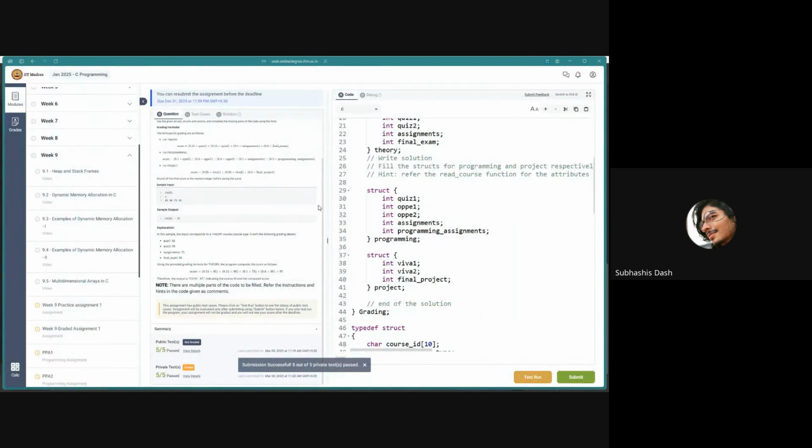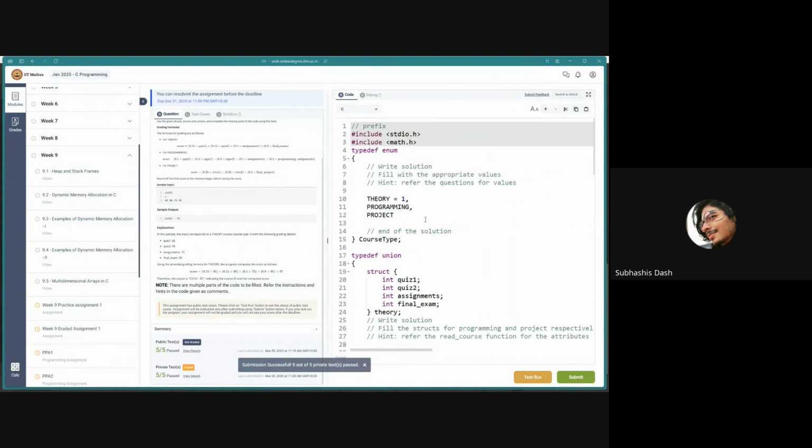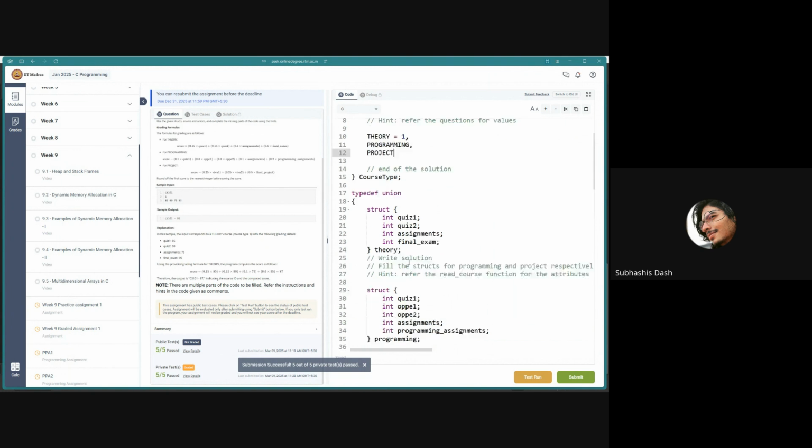So now, firstly, this enum part is the most simple one. I have done this part, and I also did the typedef union. But after that, I was not able to. Let's just go through this step by step for someone who may not have completed these parts.